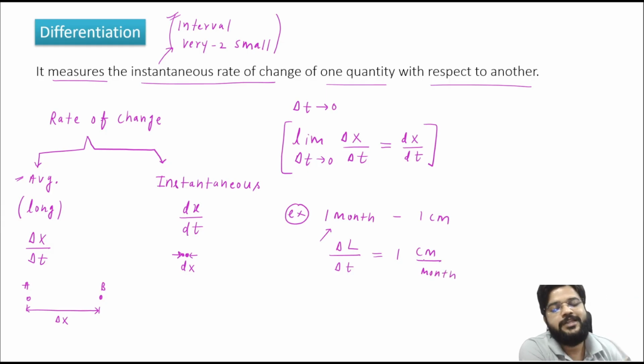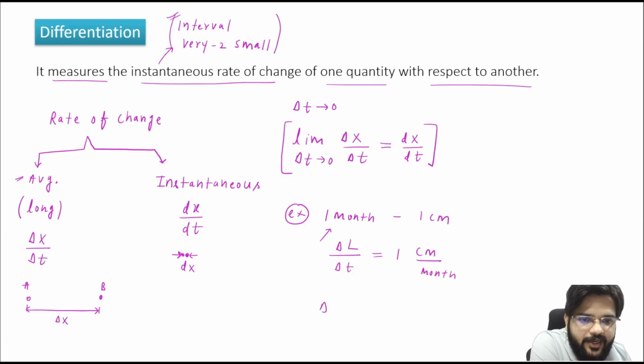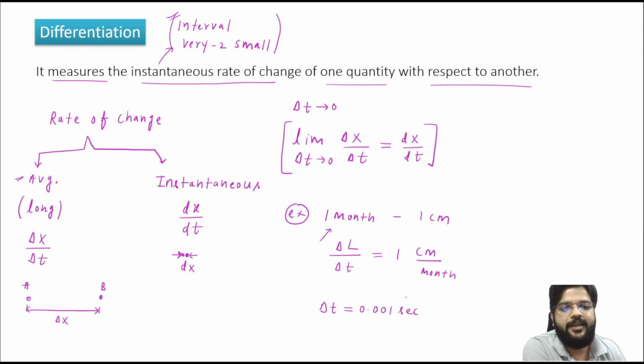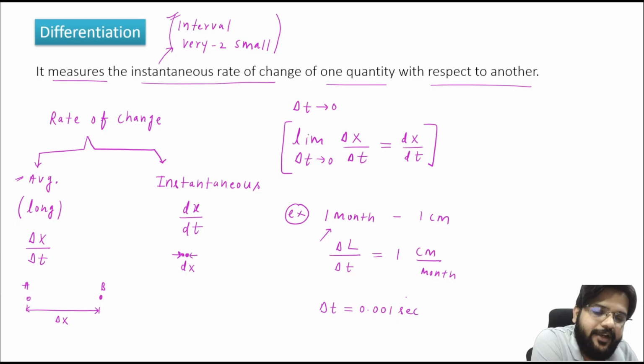But if I ask for the change in length of my nail in 0.001 second, correct? If the interval of time is 0.001 second, I want the change in length of my nail in 0.001 second. So this is the instantaneous, everyone. This is the differentiation, correct? So now we will write here the change in length of my nail, dl by dt, equal to something we will get after simplification, correct?